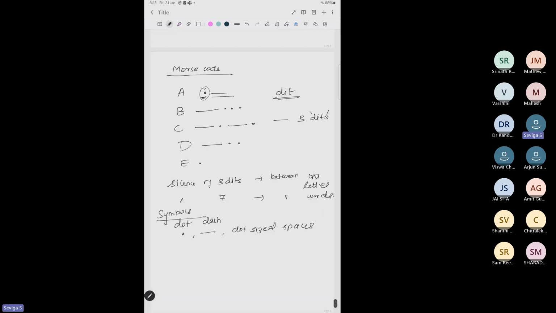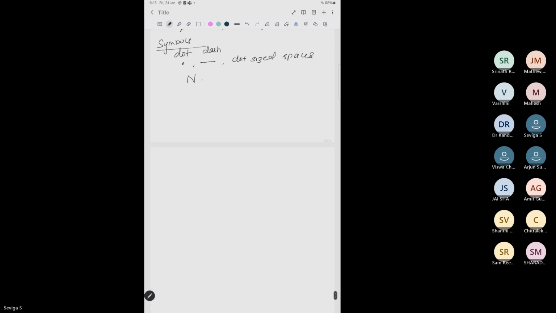Suppose I want to write NICE, how can I write it? N is given by a dash dot. Between letters, there are three dit-sized spaces. Next, I have to write I. How can I write I? Two dots, then three spaces. Then I have to write C.